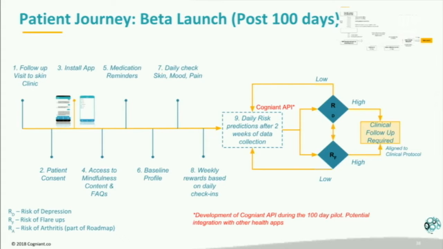Once the API is live, it will predict your risk of depression or stress, and based on that, a user can be told what clinical protocol to follow. It could be something simple, just get out of home and go for coffee, or it could be somebody from the care team calling them to check up on them.